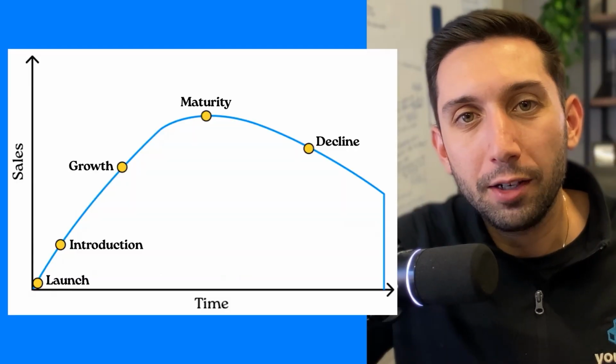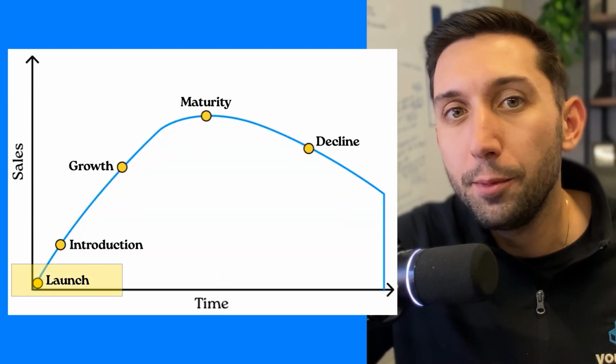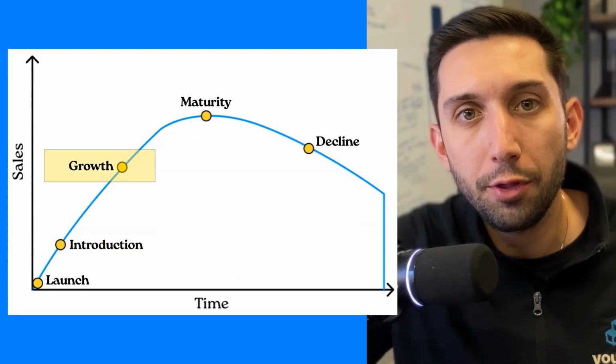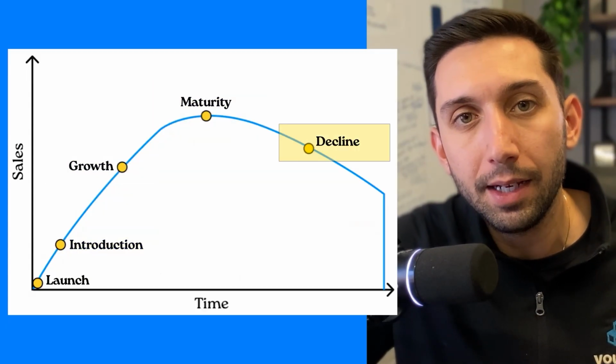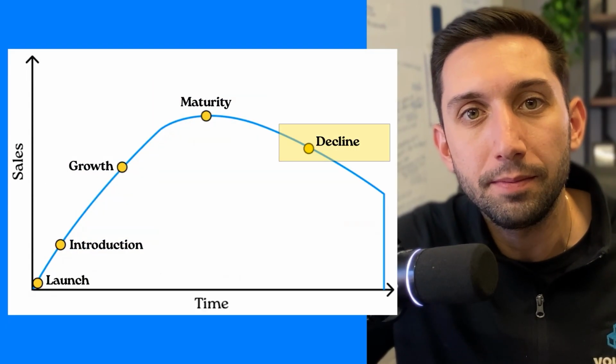Every product that you sell on Amazon goes through a 5-step product life cycle, starting at launch and then moving into introduction, growth, maturity, and then finally decline before the product is discontinued. Each of these 5 stages in the product life cycle has a different strategy and different tactics that you should implement if your product is in that stage of the product life cycle.